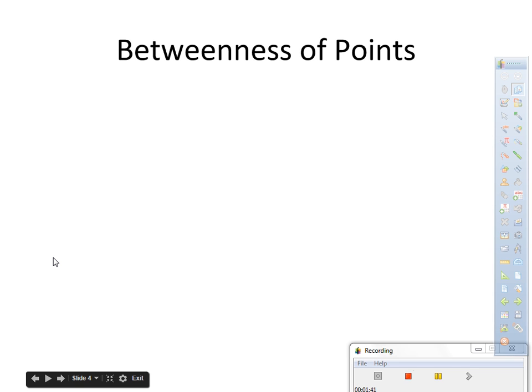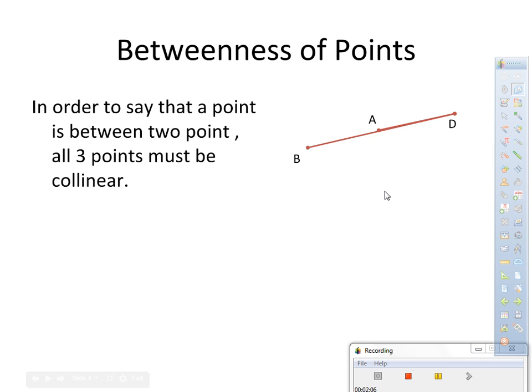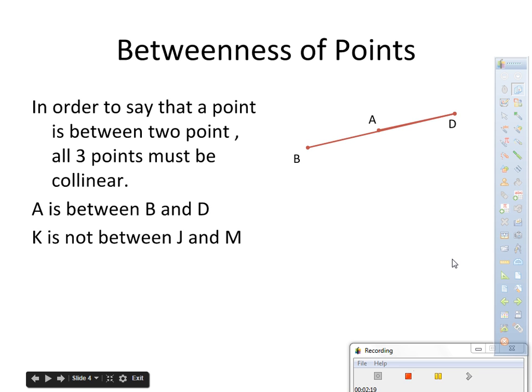Okay, so if points are collinear, then one point must be between the other. And the definition of betweenness is an important foundation for geometry because it helps us add segments. So here, point A would be between point B and D. What that means is that BA plus AD equals BD. And that'll be a foundation in this class.